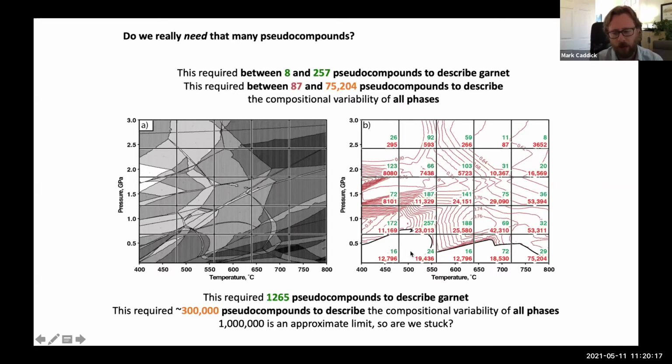And so essentially what Paralyzer does is it splits the problem up, assuming this behavior that we're going to need fewer pseudo compounds. My computer's got 8 processors. It can solve 8 of them simultaneously.